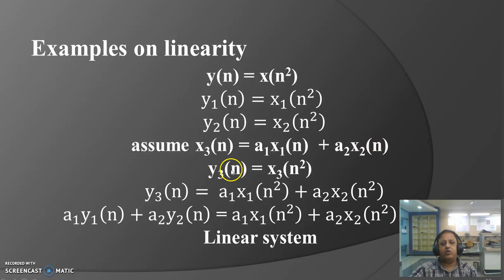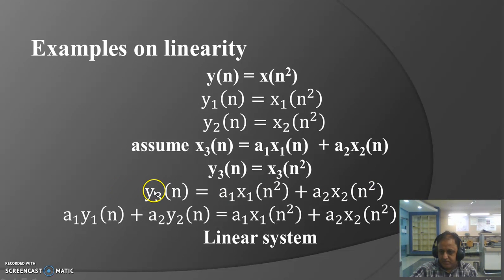Now y3[n] is x3[n] squared, because if this is x1[n] squared, and this is x2[n] squared, so y3[n] is x3[n] squared. So how do you get x3[n] squared? Simple function: x3[n] is given, replace n with n squared. y3[n] is equal to a1 x1[n] squared plus a2 x2[n] squared.